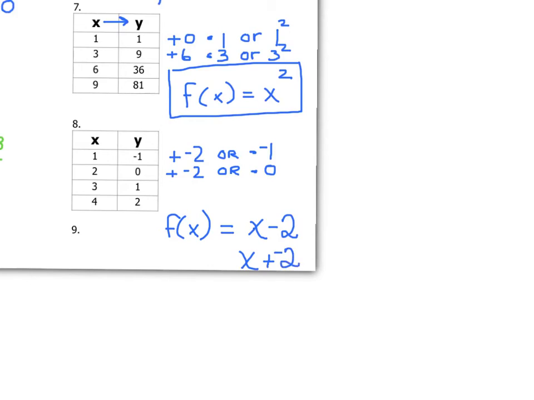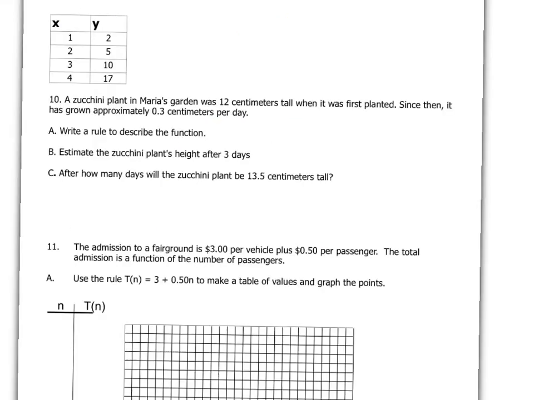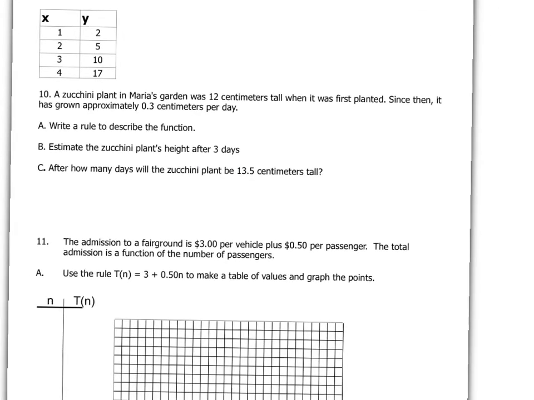All right, let's look at number 9. On number 9, I see that I could have x squared plus 1. Okay, so that was your function rule for number 9. If you square it and add 1, you got that number.